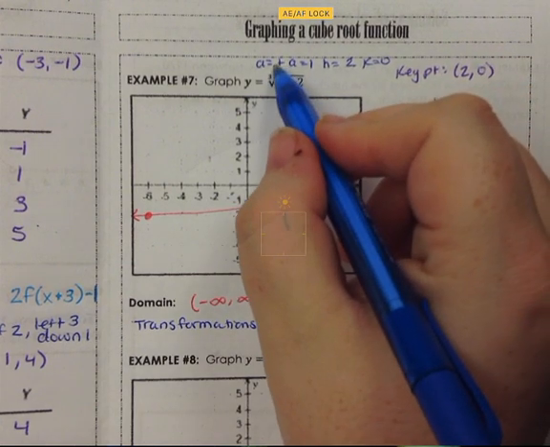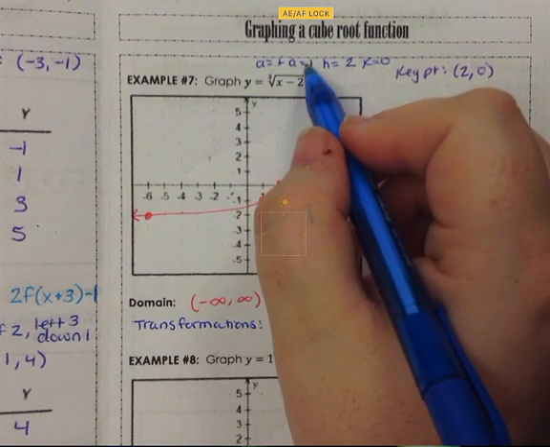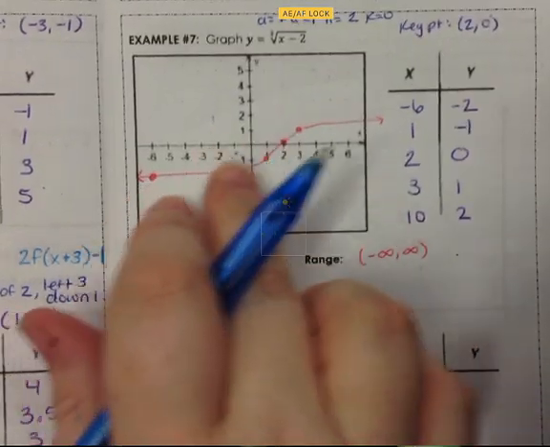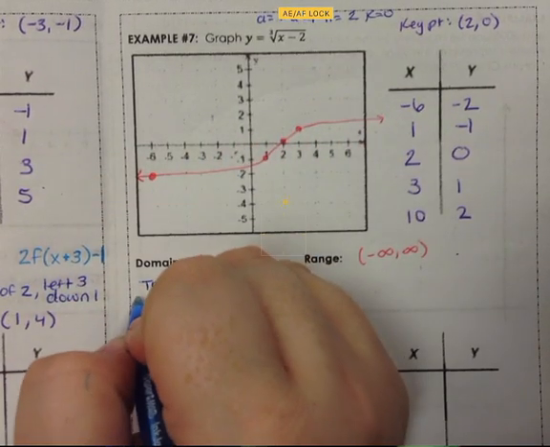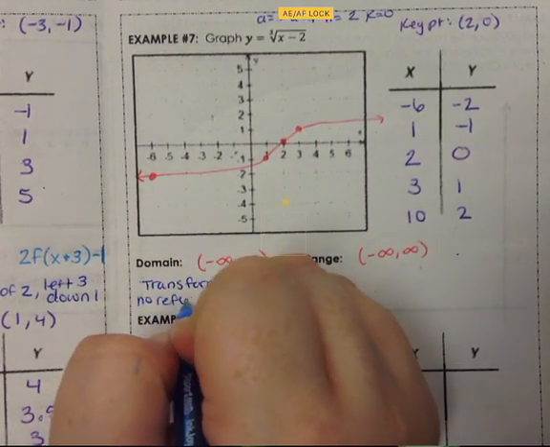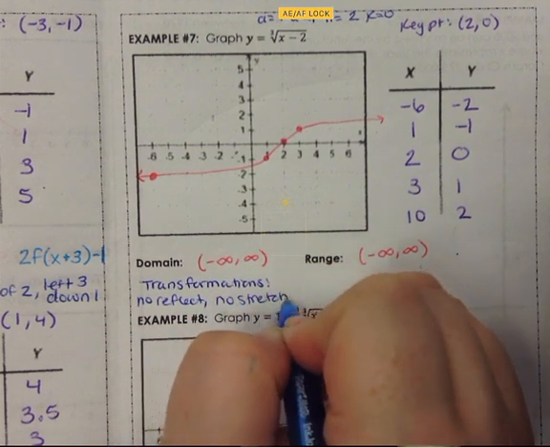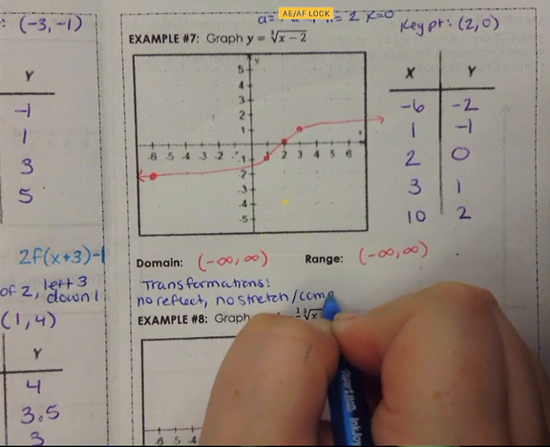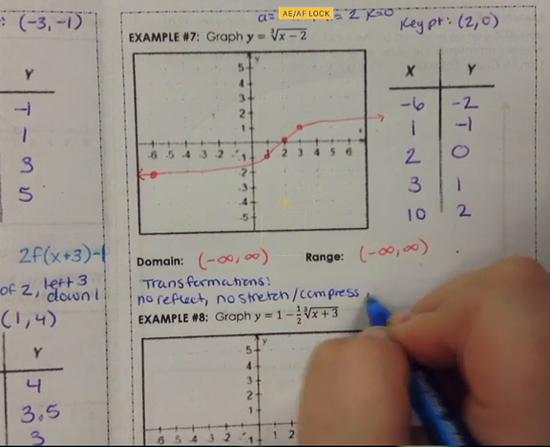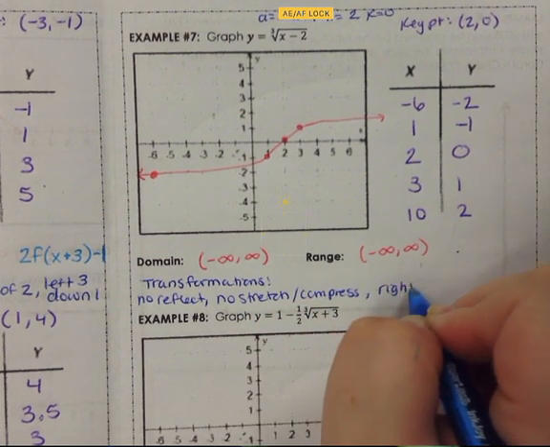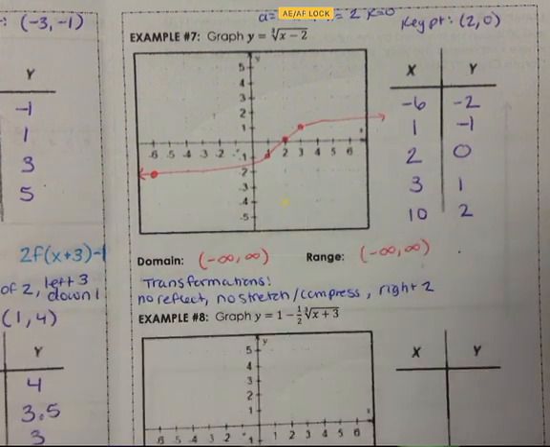So since it's positive, it's not reflecting. Since it's 1, it's not stretching or compressing. So this is a normal shape. So there is no reflect, no stretch or compress. It is going right 2, but it's not going up or down.